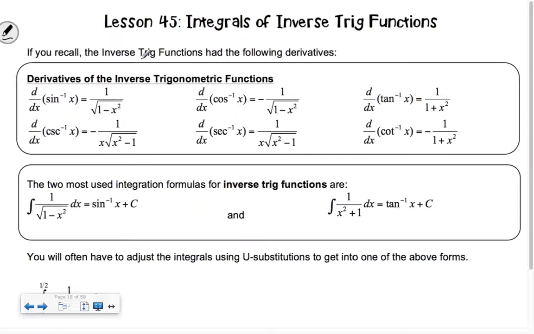So the two that you need to know are the inverse sine and inverse tangent. To my knowledge, I have not seen anything else besides those on the AP exam. My students have told me it's only inverse sine and inverse tangent as well, but who knows, maybe they're lying to me. So those are the ones you need to know.